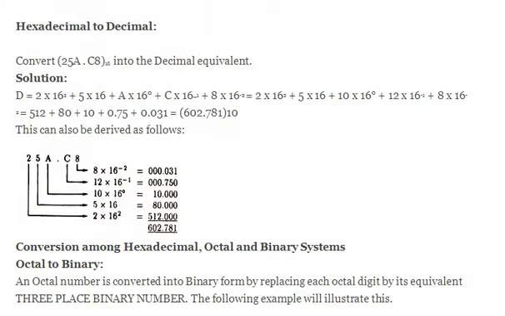Hexadecimal to decimal, the same format. The one before the decimal point, 25A. 16 power 0 multiplied by A, which is 10. 16 power 1 multiplied by 5, and 16 power 2 multiplied by 2. Right to left: 16 power 0, 16 power 1, 16 power 2. The one after the decimal point is C8. C is 12. As I told you earlier, left to right, 12 multiplied by 16 to the power of minus 1, and 8 multiplied by 16 to the power of minus 2, and so on.